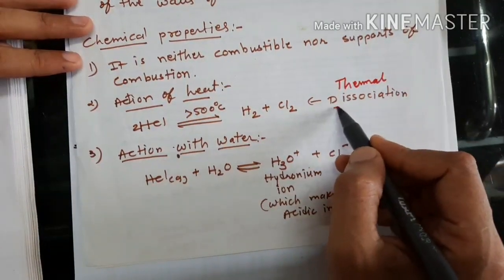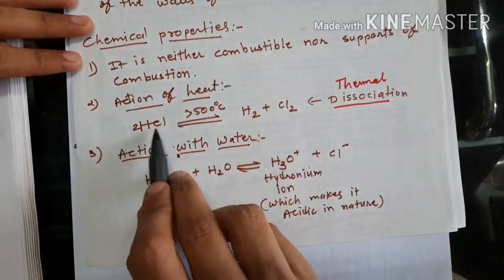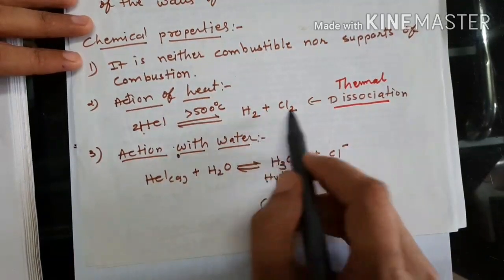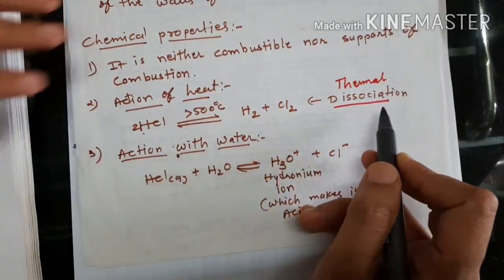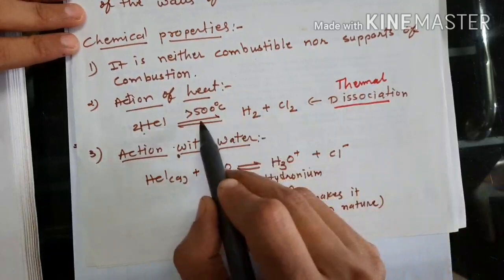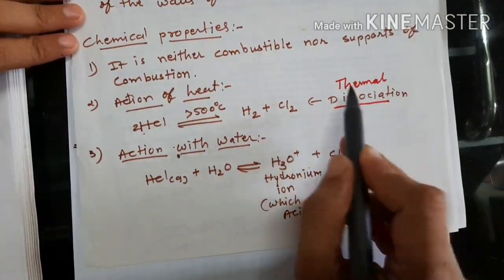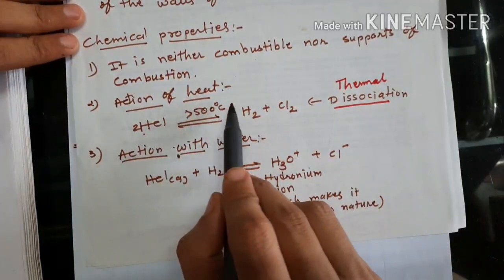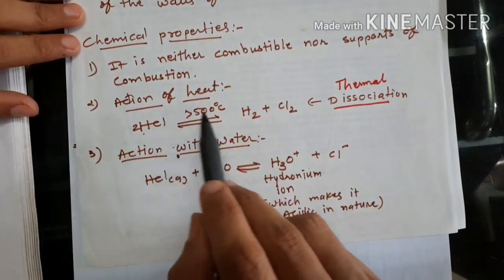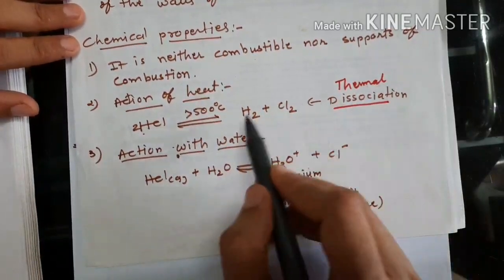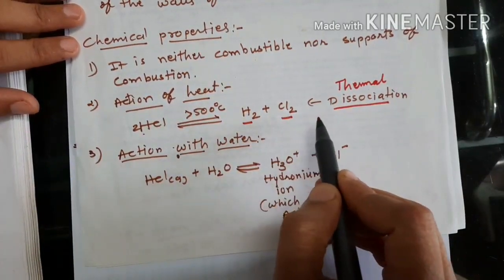You know what is the meaning of dissociate? The particular element which is present in a compound converts into two different substances. So that is the dissociation. Through the heating process it dissociates, that's why it is known as thermal dissociation. So the action of the heat: when HCl gas is heated beyond 500 degree centigrade, it dissociates into H2 gas and Cl2 gas.